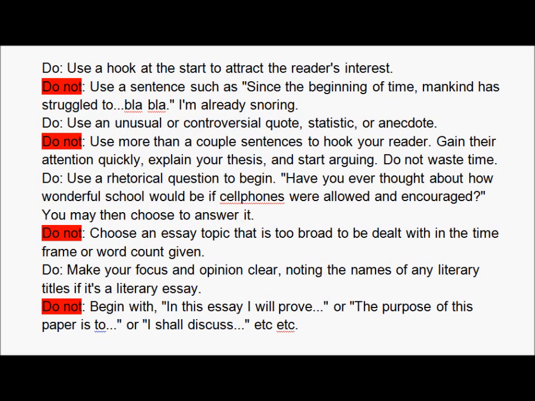Explain your thesis, your argument, and then just get going. Don't waste time, especially in essays where you have under 1,500, 2,000 words. You just don't have the time or the words to waste.